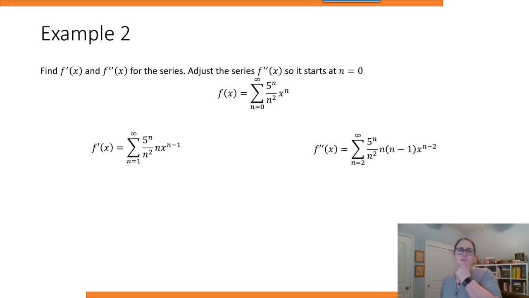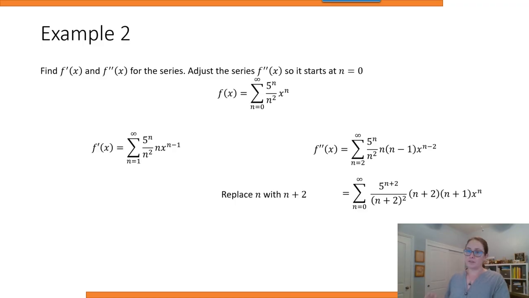Right, and so now the last piece of the instructions was to rewrite the second derivative so it starts at n equals 0. Okay, so I'm going to change that n equals 2 to n equals 0. And then that means I'm going to make some adjustments. So n is getting replaced with n plus 2. And so everything changes. So I have 5 to the n plus 2 over n plus 2 squared times n plus 2 times n plus 1, all times x to the n. Okay, so it maybe doesn't look nicer, but if I really needed the x to be x to the n and not x to the n minus 2, then that could be kind of important.